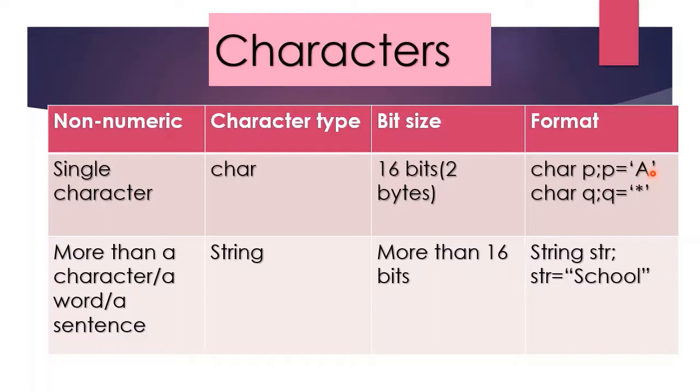If it is enclosed in single quotes, then it is called a character. Here we have assigned an asterisk in single quotes to the variable q. Here q is a character type variable. Next, for string, we have an example: str.